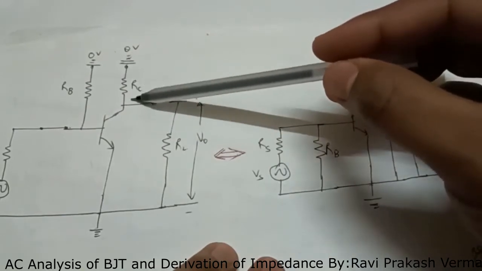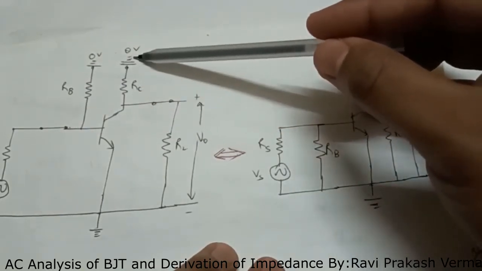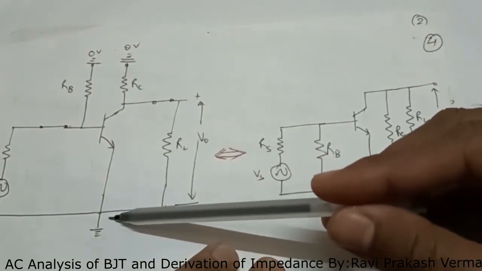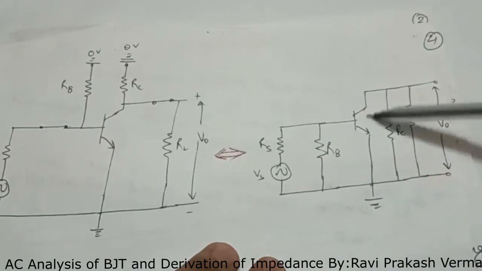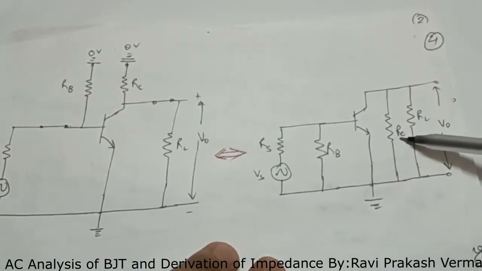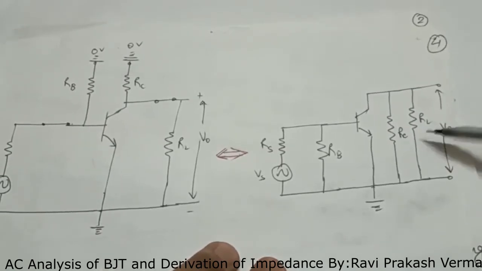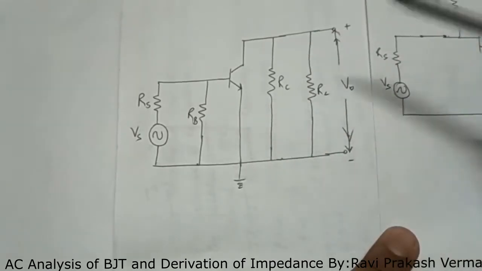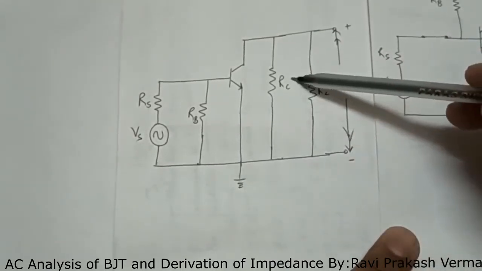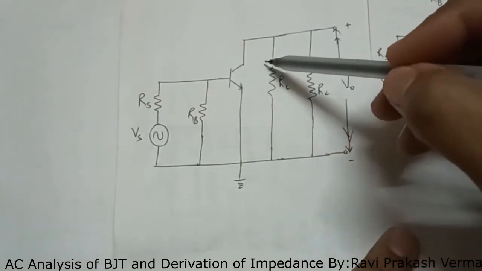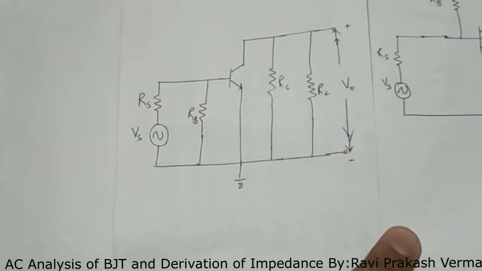Similarly, this collector resistance is connected to the 0 volt, and this node is also connected to the 0 volt. So this whole transistor is in parallel with the RC. So the collector resistance and the load resistance are in parallel. So we will get the following circuit by connecting this to ground and this collector resistance to the ground. Then another motive is to replace this transistor with its equivalent transistor model.